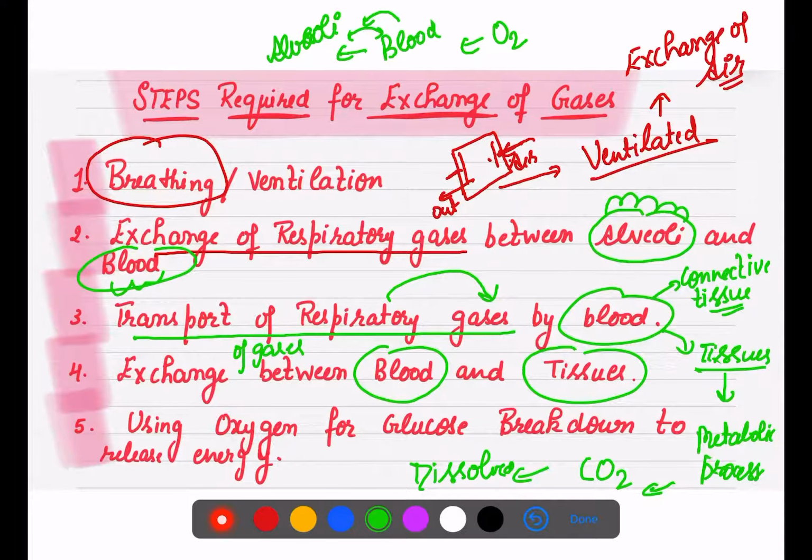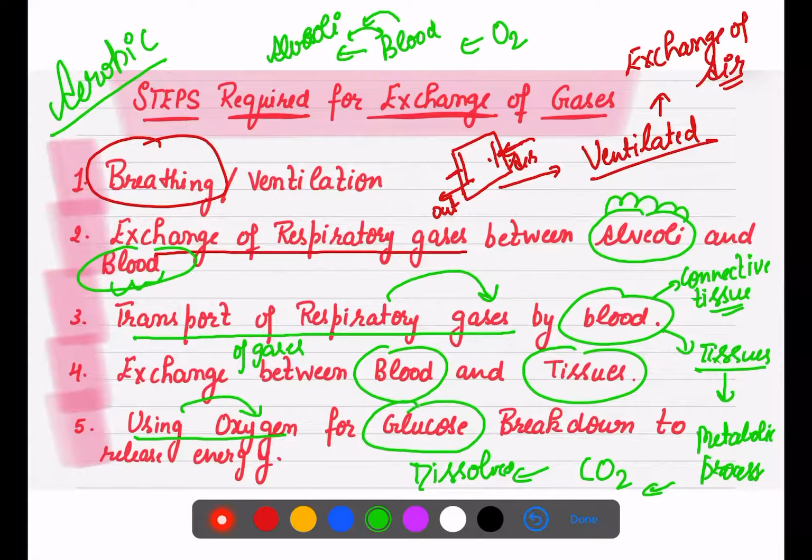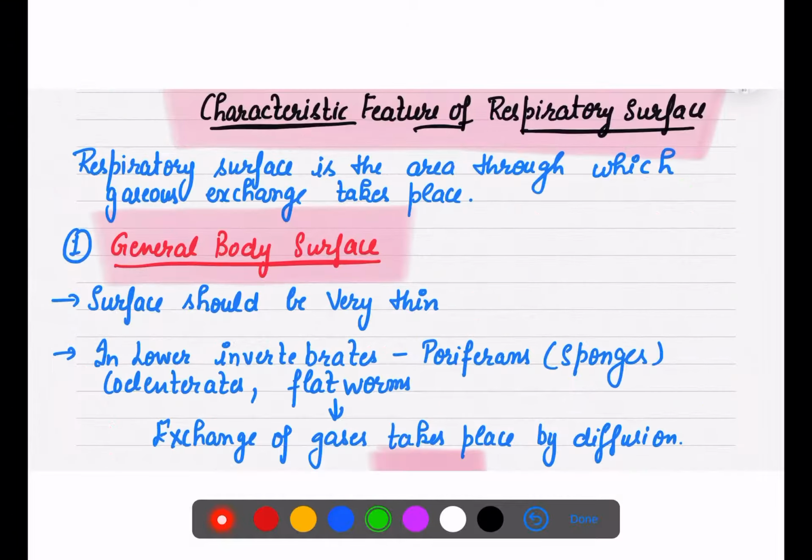What are we actually doing? We are using oxygen, because we are talking about aerobic respiration, and in aerobic respiration we use oxygen. Why do we use oxygen? For glucose breakdown. Why do you need glucose breakdown? To release energy in the form of ATP molecules. So these are the 5 basic steps you require for the exchange of gases.